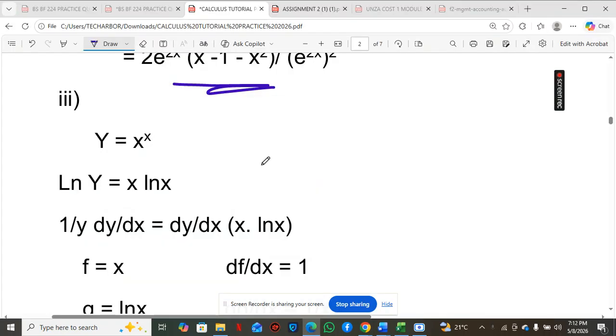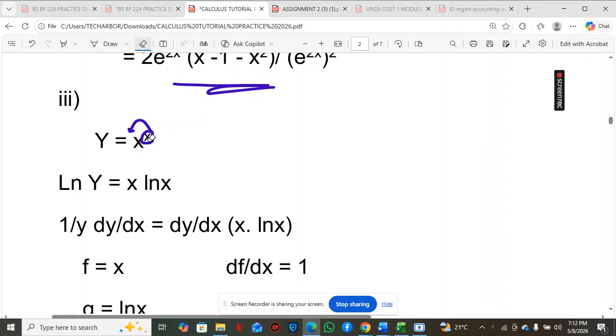Okay, so we're looking at this question. We have to derive y equals x to the power x. All right. So here, the first thing that you need to do, colleagues, is this power, this exponent here. You need to bring it down. Okay. So we're going to use logarithms. This exponent is going to be brought down. Whenever you want to bring an exponent down, you always include logarithms.